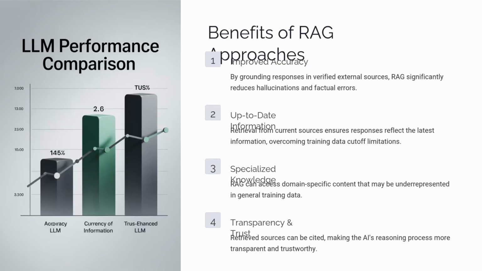RAG approaches enhance accuracy by grounding responses in verified sources, reducing errors. They provide up-to-date information by retrieving current data, overcoming training limitations. RAG accesses specialized knowledge, filling gaps in general data. Additionally, citing sources increases transparency and trust in AI's reasoning.